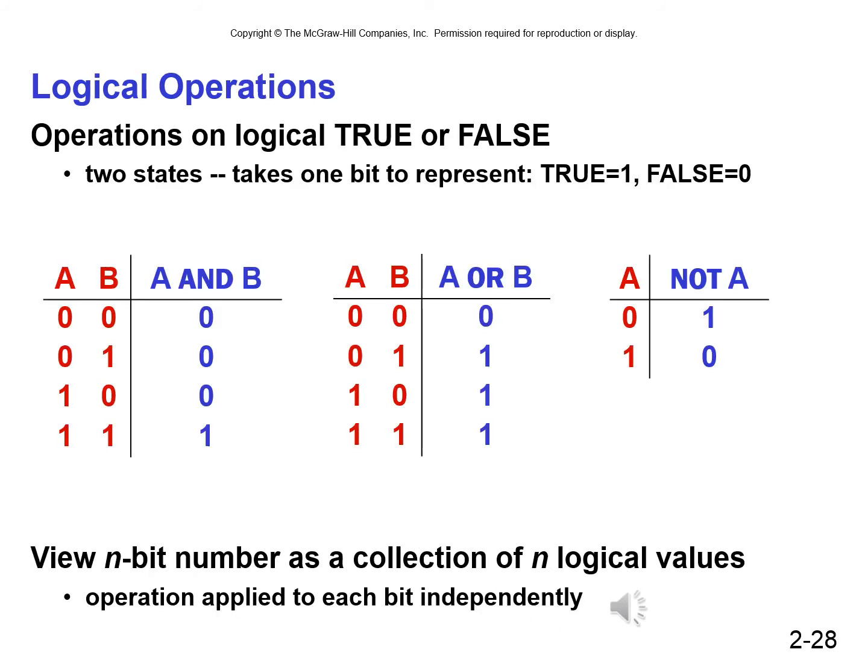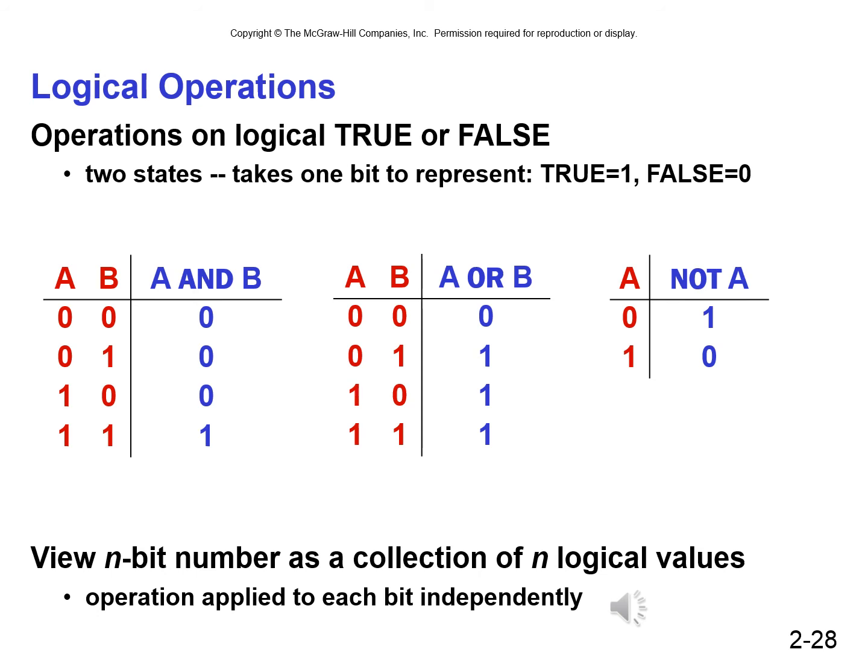Logical operations on binary values are handled 1 bit at a time. This is called bitwise logical operations. So, for example, AND is a binary logical operation.